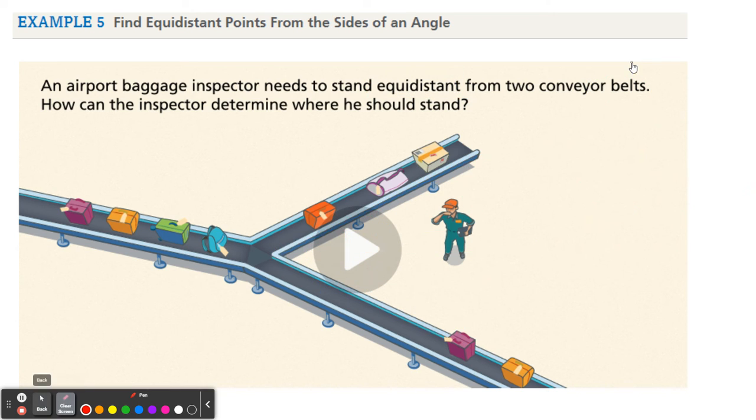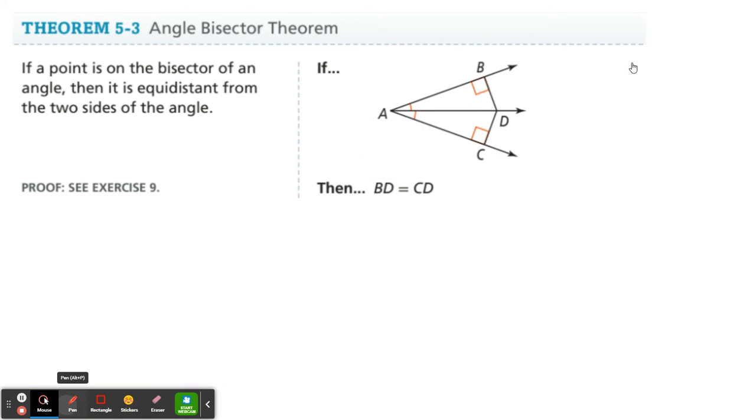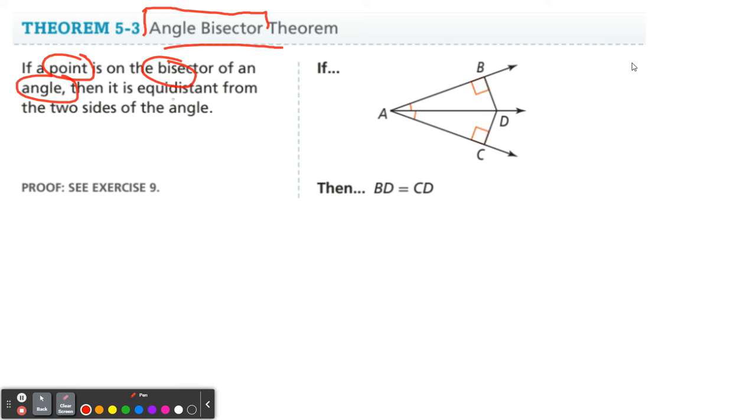Okay, so let's talk about the theorems themselves. Here comes the conditional first. It's called the angle bisector theorem. Again, big surprise. If a point is on the bisector of an angle, then it is equidistant from the sides of the angle. You can see here, AD is the angle bisector because these two angles are marked congruent. So the distance from B to D is the same as the distance from C to D. And again, notice it's a perpendicular because by definition, the distance between a point and a line or a segment is the perpendicular distance.